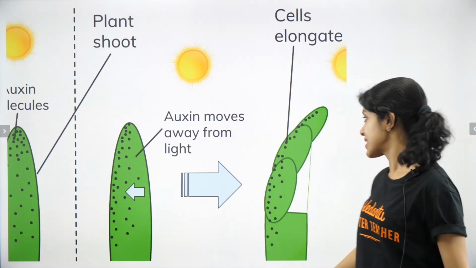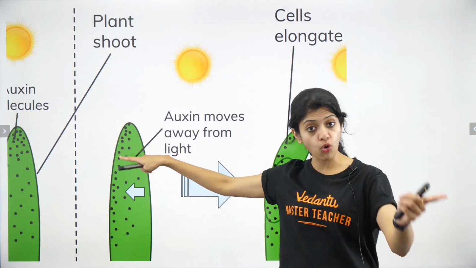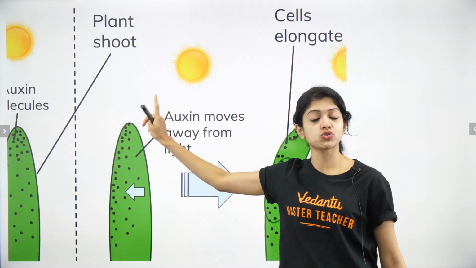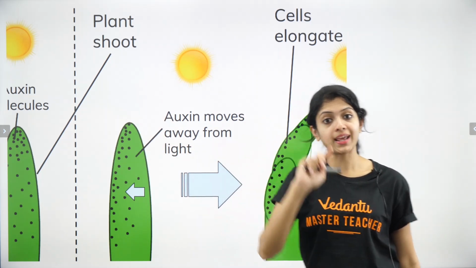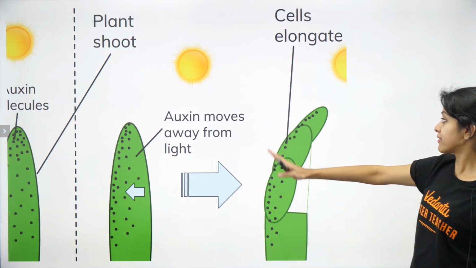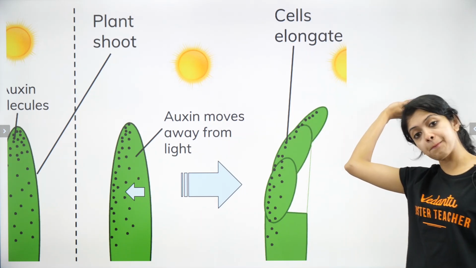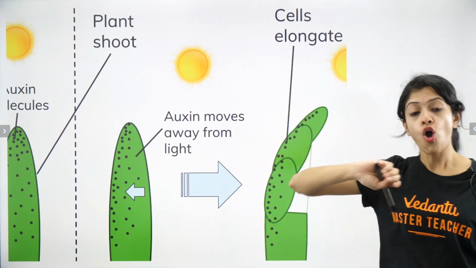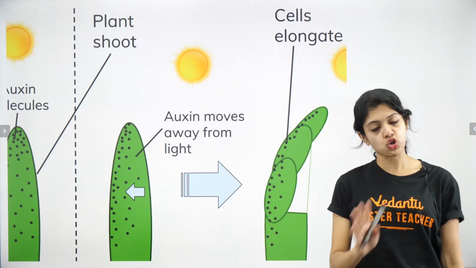So what happens? Cell division or growth occurs in the part which is away from the source of light, because auxins are accumulated there. And because growth occurs in that part, it finally appears as if it is bending towards the sun. That is exactly how auxin controls phototropism.